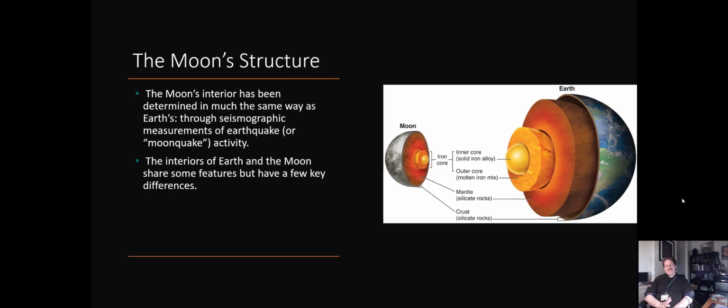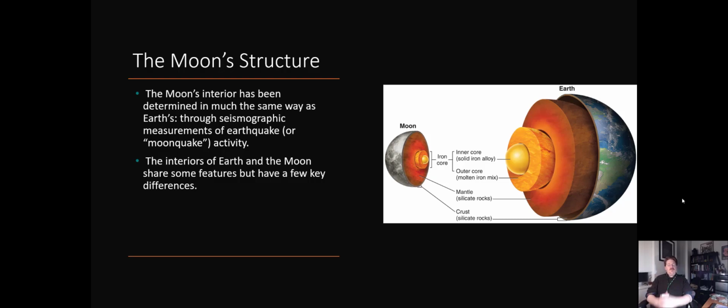The Moon's structure is similar to that of the Earth, although obviously a scaled-down version of it. You have the crust, you have a silicate mantle, and then you have an inner and outer core. The outer core is molten, and then you have, excuse me, I'm backing off that statement. You have a core, an outer core, then you have an inner core primarily composed of nickel and iron.